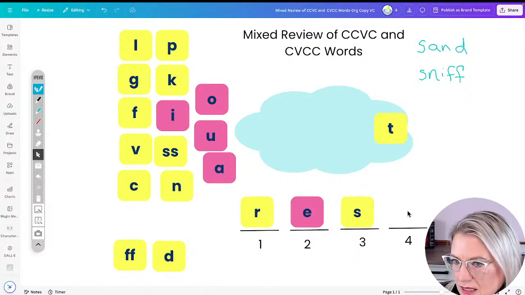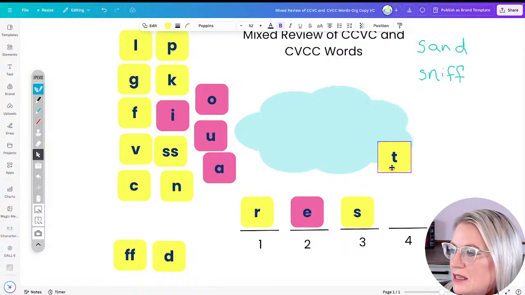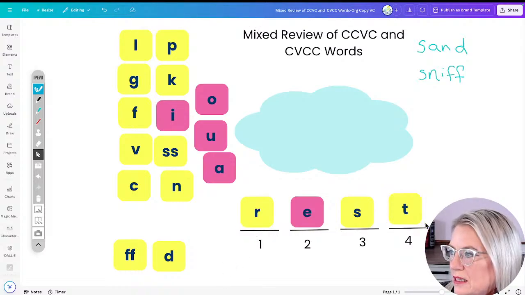Rest. And of course they'll say t. So we'll say it, move it in. T, t, t, t, t. And now we have rest.